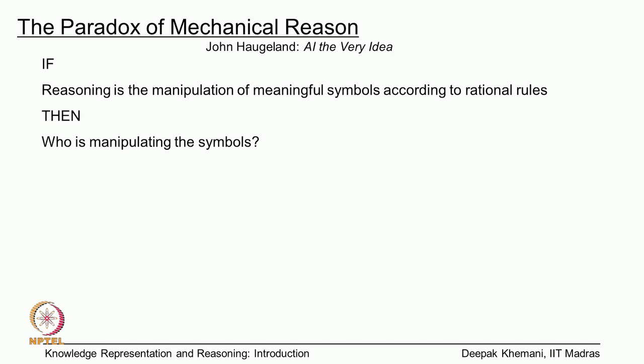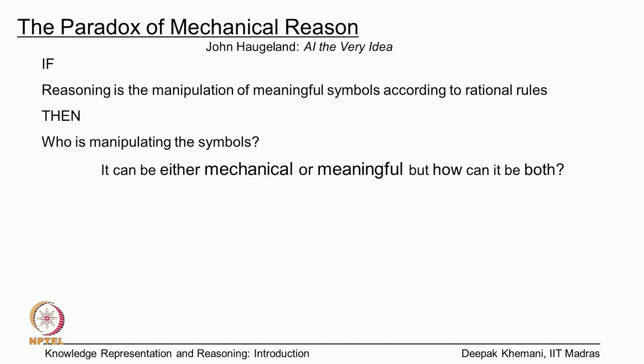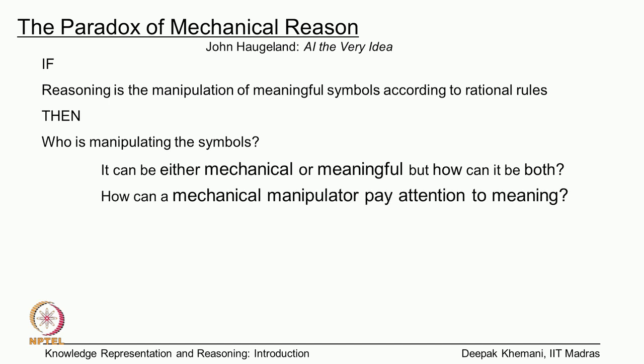Now, there is a paradox of mechanical reason. If reasoning is a manipulation of meaningful symbols according to rational rules, then who is manipulating the symbols? That is the problem essentially. The problem is it can be either mechanical, that is what people say, or it can be meaningful essentially. How can it be both? How can a mechanical manipulator pay attention to meaning?